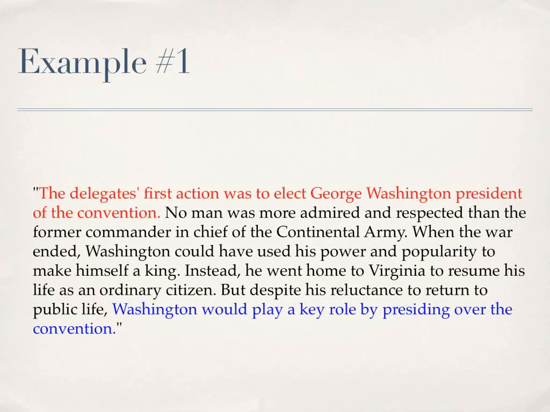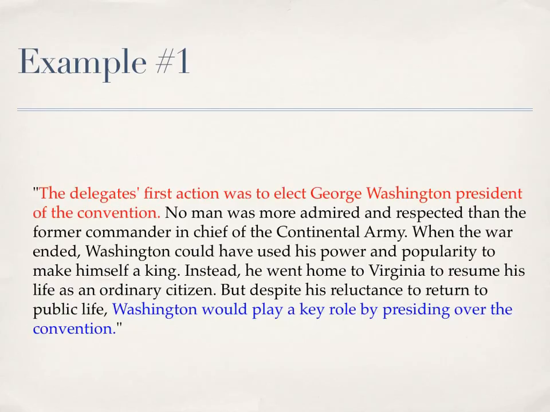Now let's look at some examples from the History Alive or Brown History textbook. Example number 1. Follow along as I read this paragraph to you. The delegates' first action was to elect George Washington president of the convention. No man was more admired and respected than the former commander-in-chief of the Continental Army. When the war ended, Washington could have used his power and popularity to make himself a king. Instead, he went home to Virginia to resume his life as an ordinary citizen. But despite his reluctance to return to public life, Washington would play a key role by presiding over the convention.